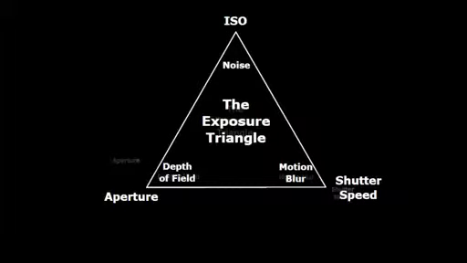So we've got three different parts. First we have aperture, shutter speed, and ISO. This is a graphic representation of the exposure triangle. You have ISO, aperture, and shutter speed. The more ISO you introduce into your image, the more digital noise you get. The lower the aperture value, the lower the depth of field, and shutter speed controls motion blur.